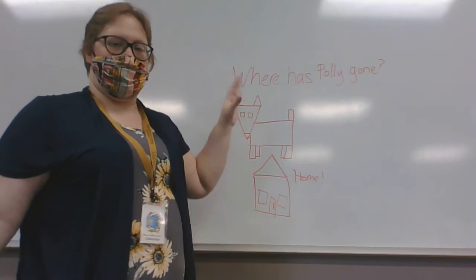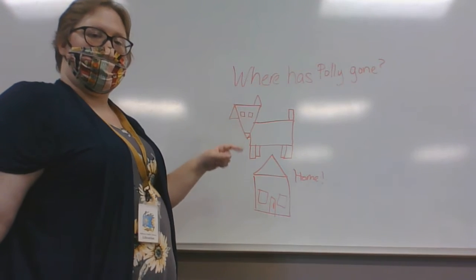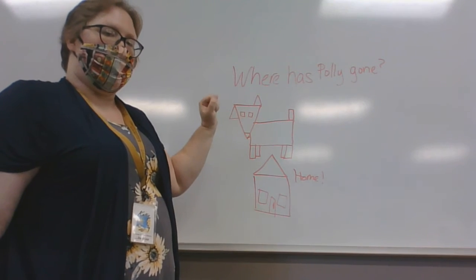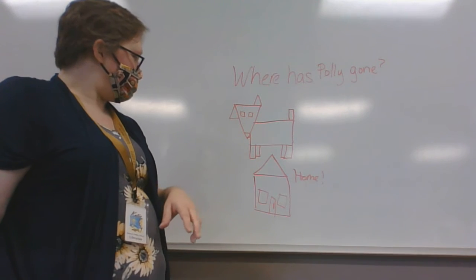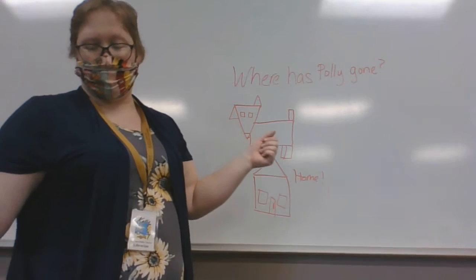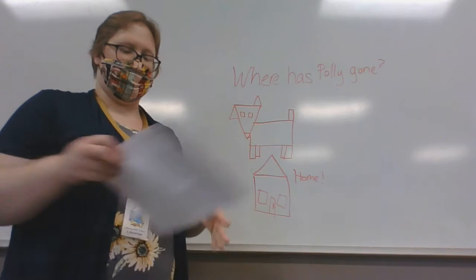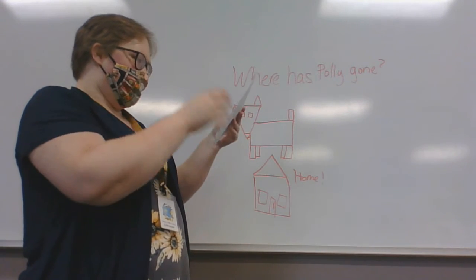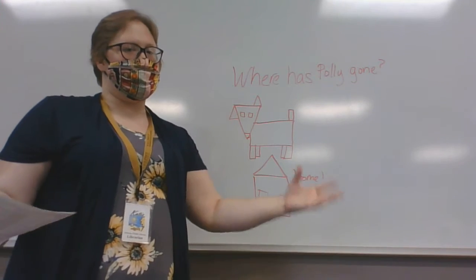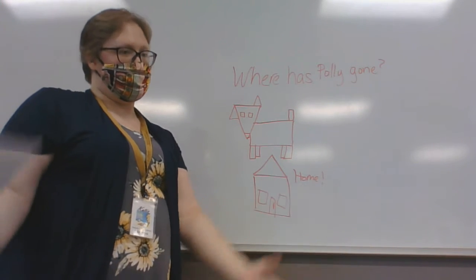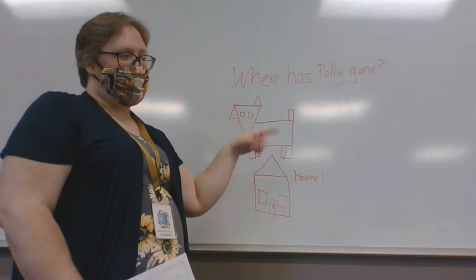And here, you want to know the best part about this story? It's called Where Has Polly Gone? All of these shapes are polygons. Don't look at me like that. I didn't write it. And you know what a polygon is? It's a two-dimensional shape. That means it's flat, which is made up of straight lines. So a box is not a polygon because it is not flat. A circle is not a polygon because it doesn't have straight lines.